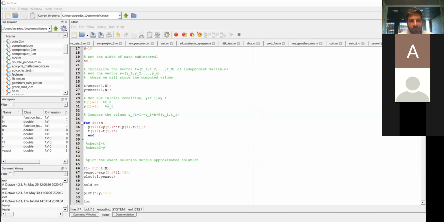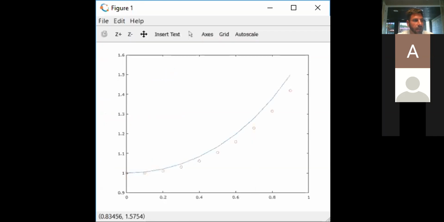Oh, I see why now. Let me switch it for you. I have to switch to the window. Now you guys should see a figure. Do we see a figure? Yeah. So the blue curve is the exact solution.